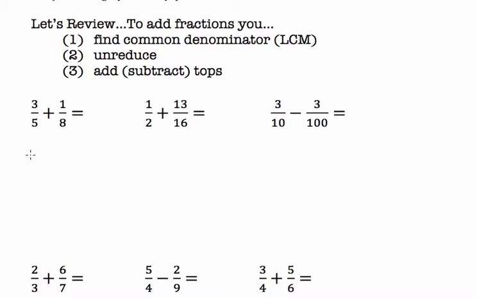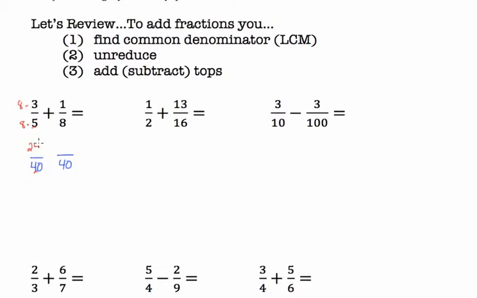3/5 plus 1/8. First we need a common denominator. Let's use 5 times 8, 40. Second, we need to unreduce. Turn 3/5 into 40ths. Use your denominator for a clue. How does 5 get turned into 40? By multiplying by 8. So we'll multiply the top by 8 as well.